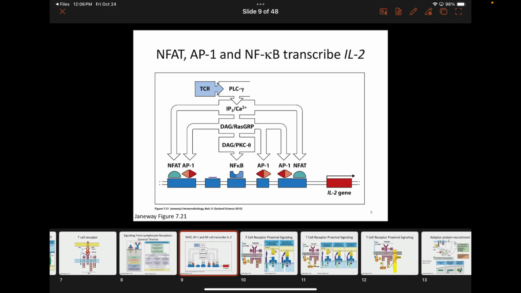So our goal in all of the signaling that we talk about is getting NFAT, AP1, NF-kappa B. And the reason why we care about those 3 is because they give us IL-2. So as we're talking about all of the sort of minutiae of signaling, know that it's always about NFAT, AP1, and NF-kappa B because we're trying to get to IL-2.